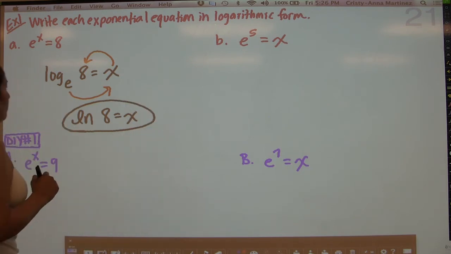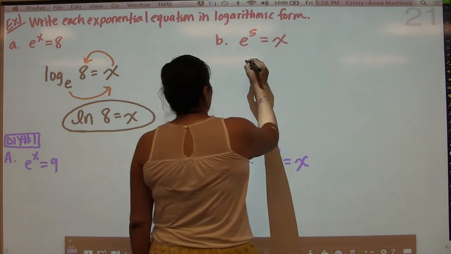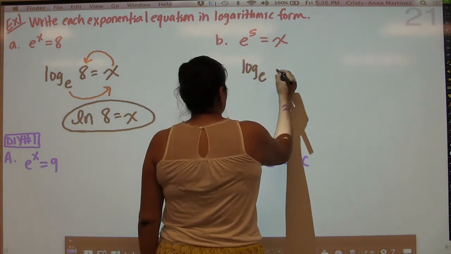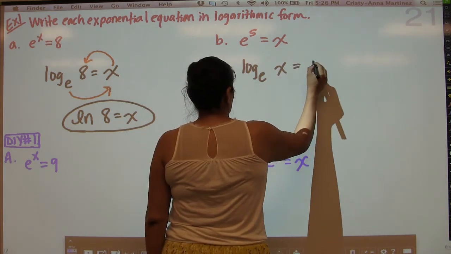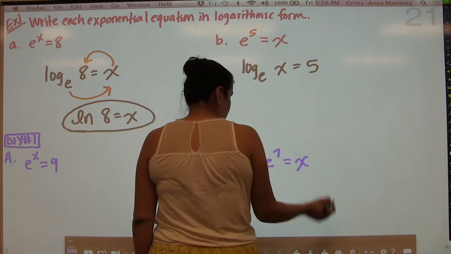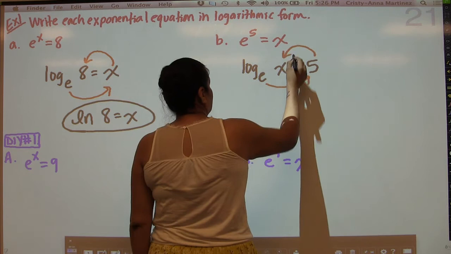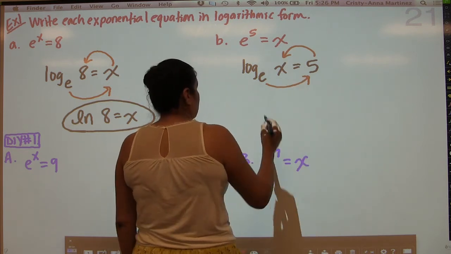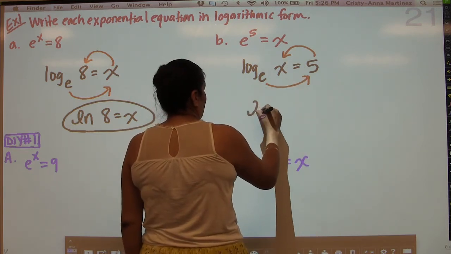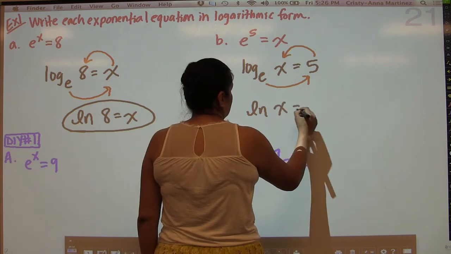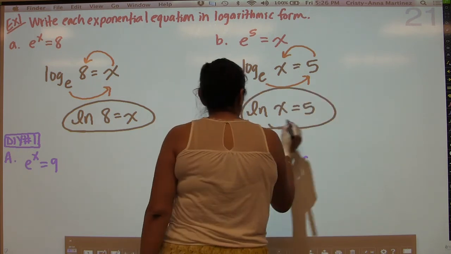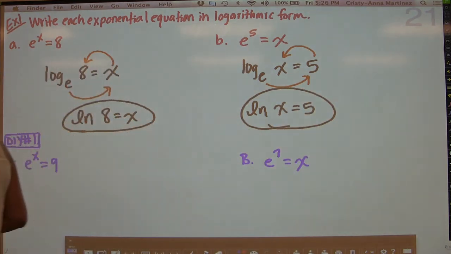Same is true over here. We're going to say log base e of x equals 5, because e to the 5th power equals x. And then to write it, instead of log base e, we're going to put ln x equals 5. And so those are my two solutions for my first part.